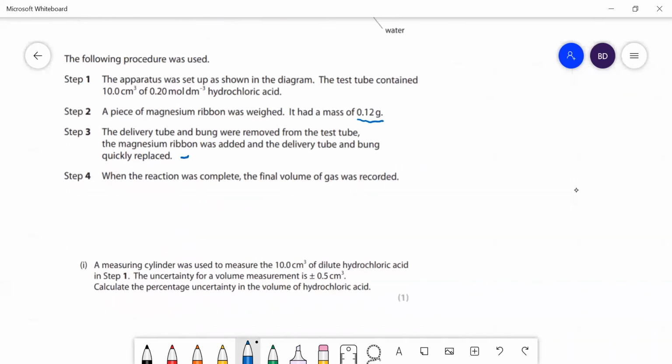A measuring cylinder is used to measure the 10 centimeters cubed of dilute hydrochloric acid. The uncertainty for the measurement is 0.5. Calculate the percentage uncertainty. Well, it's going to be the uncertainty divided by the volume, which is 10, multiplied by 100, and that is going to give you an uncertainty of 5%.